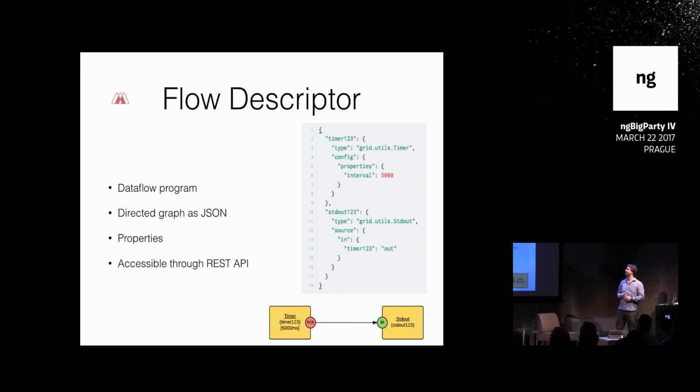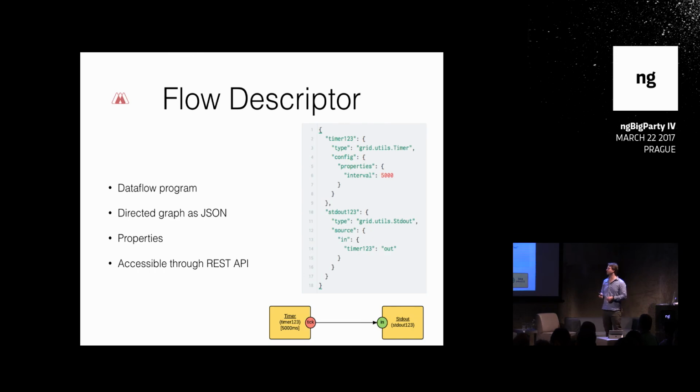And the last piece here is the flow descriptor, which kind of pieces all the components within one flow together, and is nothing else than just an encoding of the Dataflow program as a directed graph in JSON, right? So here's an example. We've got two components. This is pretty straightforward. So the two components are listed there, and all their connection is also encoded there.